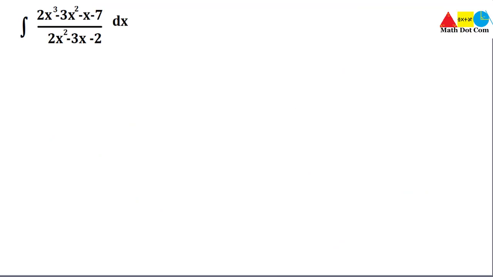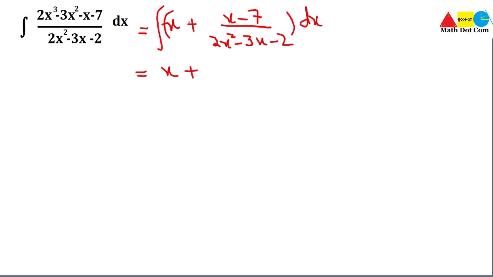So this was the question, and we can write it in the form, after division, as x plus x minus 7 divided by 2x square minus 3x minus 2. Now it was further simplified by using the partial fraction decomposition, so x plus x minus 7 divided by the factor form, and the factors were 2x plus 1 and x minus 2. We have already seen this, just writing for your ease.